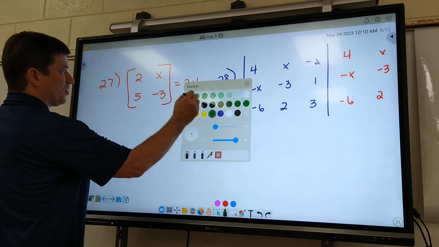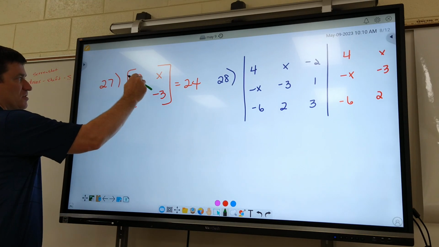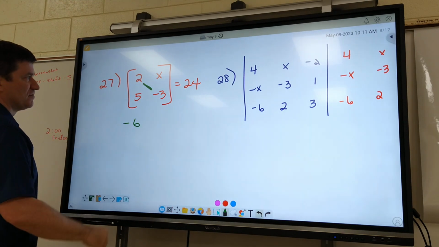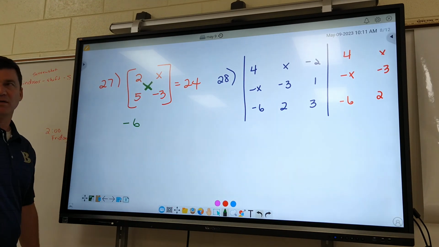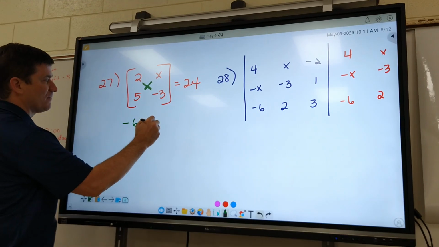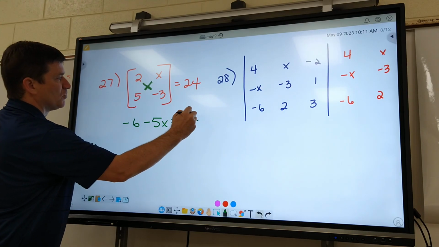All right, we got to cross multiply. Remember, Harlan, you go this way first. 2 times -3 is -6. What do I have to do when I come backwards and cross multiply? Flip my sign, so that'll be -5x equals 24.